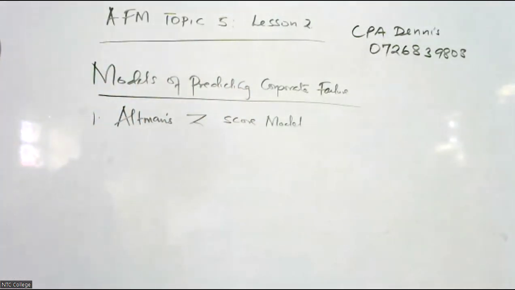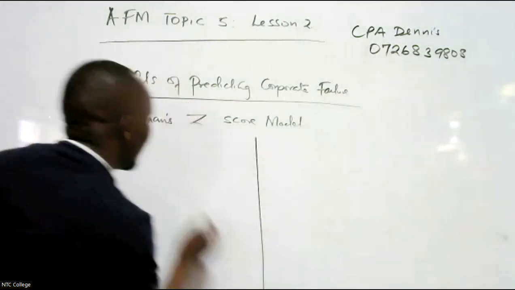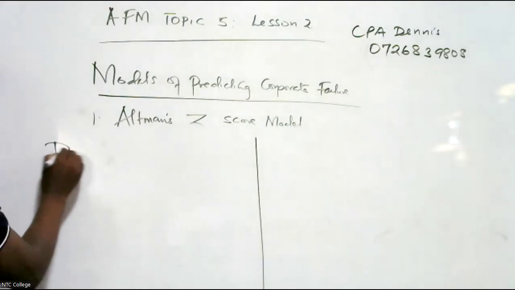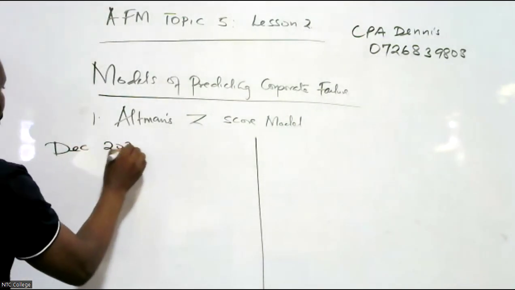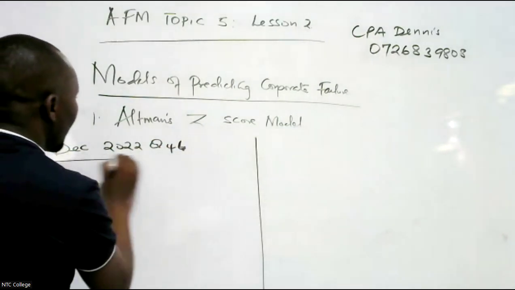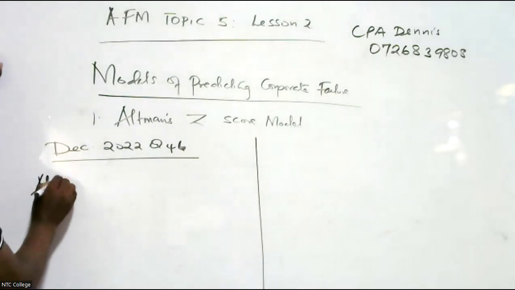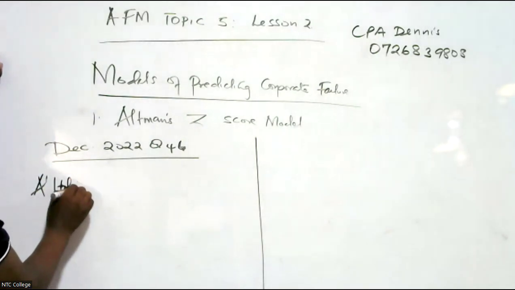So our illustration is from December 2022, question number 4B. All right. So we start with A Limited.